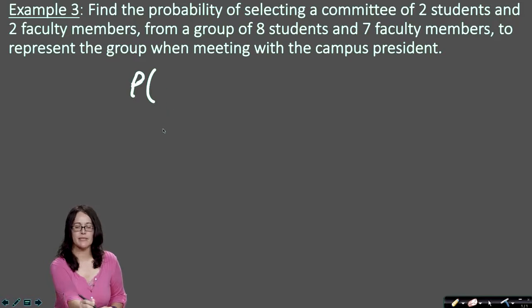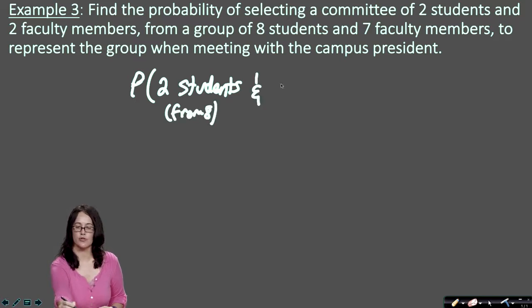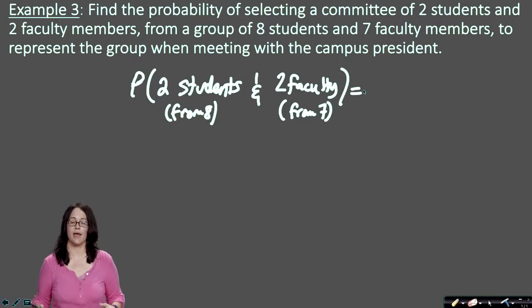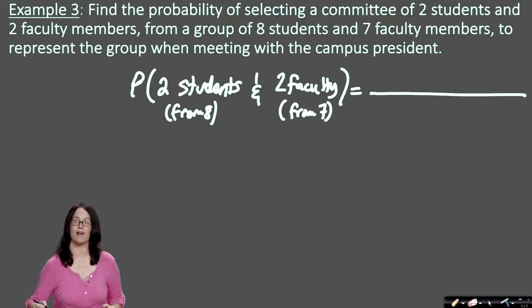So here I had the probability of selecting a subgroup of students and faculty. And from the 8 students, I am selecting 2. So I want to choose 2 students from 8. And I also want to choose 2 faculty to be in this subgroup. And this is from 7. Okay. So we want to know how many ways could this happen, and then what's the probability of it happening, right? So for probability, we're thinking fraction.